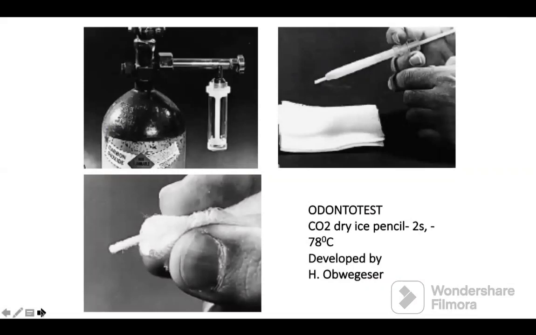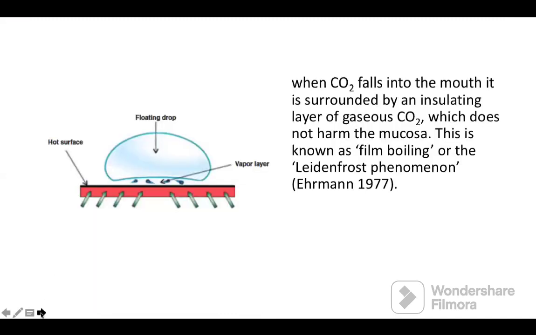The next method of doing a cold test is with a carbon dioxide dry ice pencil. This requires a specialized apparatus in which the carbon dioxide dry ice pencil is formed. The pencil is extremely cold at minus 78 degrees Celsius. It has to be grasped in gauze and then applied on the tooth surface. The carbon dioxide snow is an extremely useful test. It can also be used on teeth with full coverage restorations like crowns.